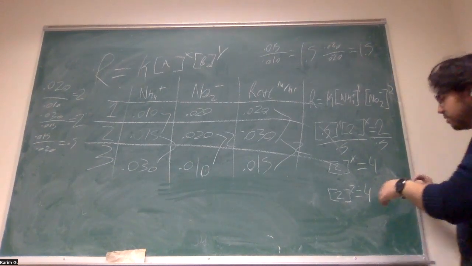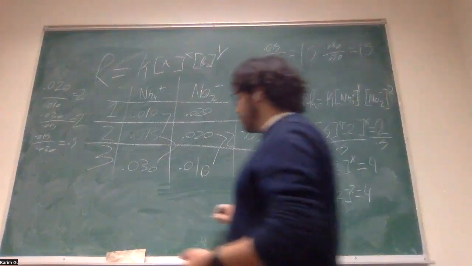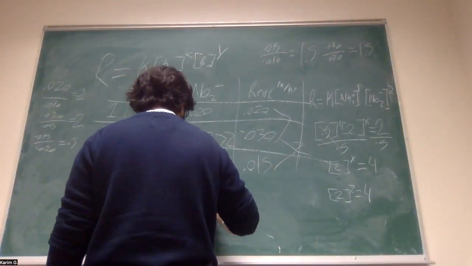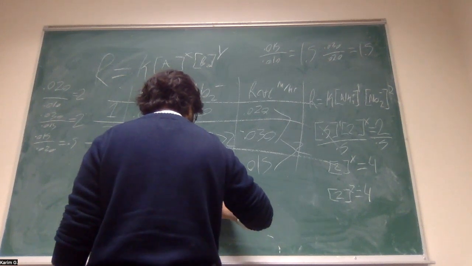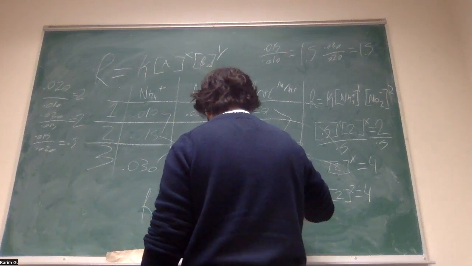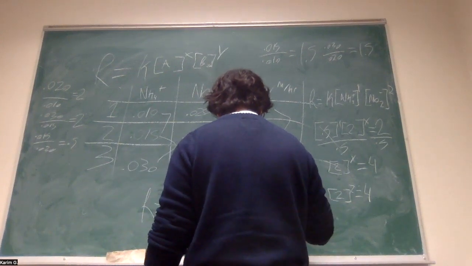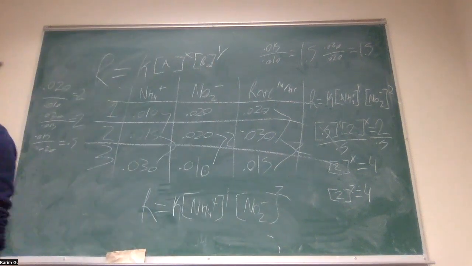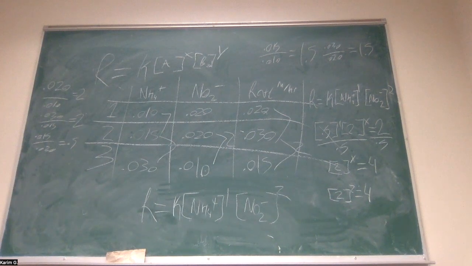So your rate law should be K, ammonium first order, and nitrite second order. Does that make sense? Yes. Okay.